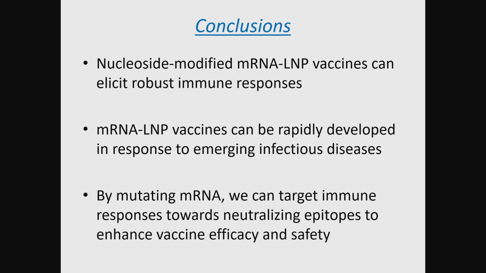And I think this last point, how we can target the immune response towards specific neutralizing epitopes, is really important, not only for enhancing flavivirus vaccine safety and efficacy, but also for how we can make better vaccines against infectious agents which have been refractory to traditional vaccine approaches. This includes HIV, tuberculosis, malaria, and influenza. So this is a very exciting field.